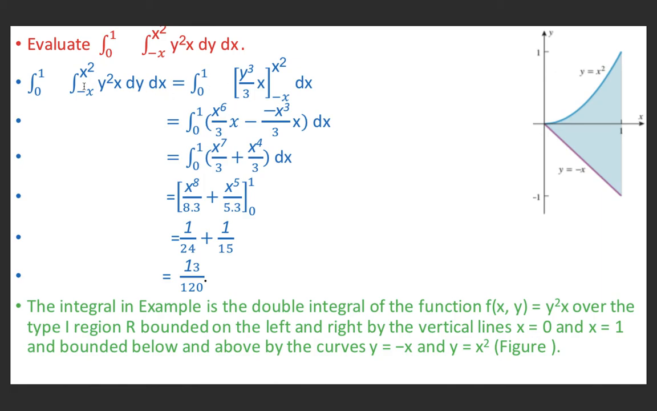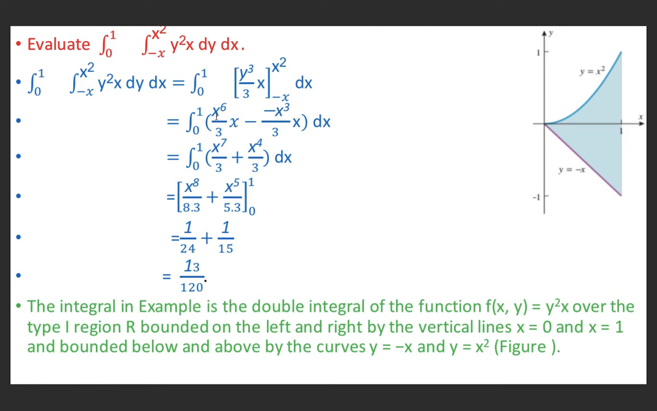So if you integrate it with respect to y, the integration of y square is y cube upon 3, and x is constant. So limits are from minus x to x square. Substitute the upper limit. So x square cube is x raised to 6 upon 3, and this is x, minus, substitute the lower limit, minus x whole cube. So it is minus x cube upon 3, and this is x.